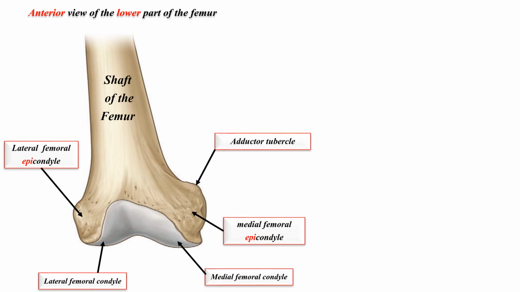Above the medial femoral epicondyle, this is the adductor tubercle. Between the lateral femoral condyle and the medial femoral condyle, there is a patellar surface for articulation with the patella.